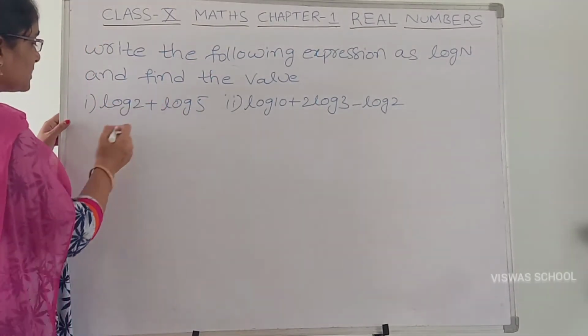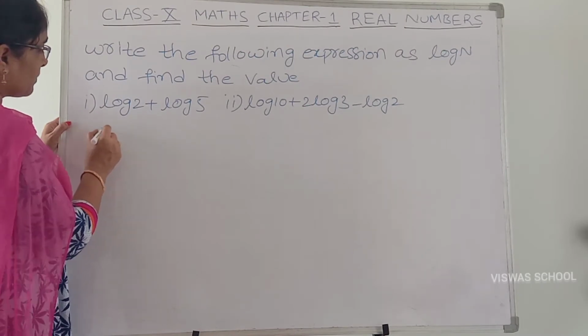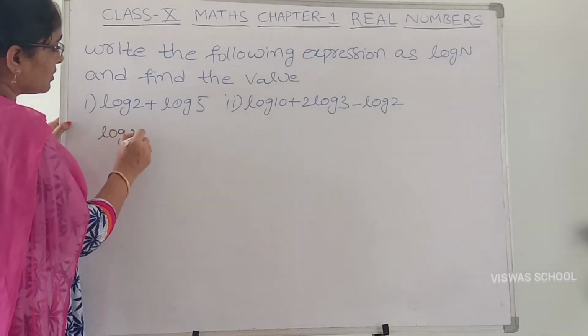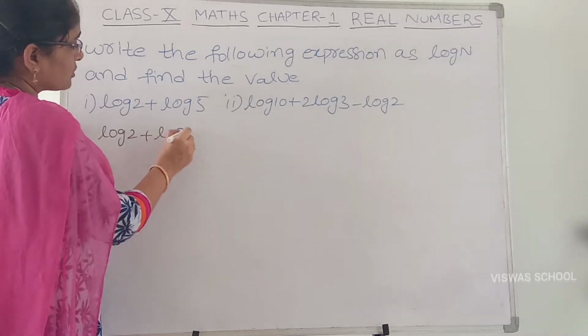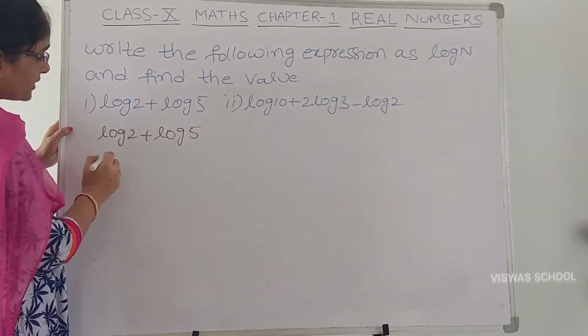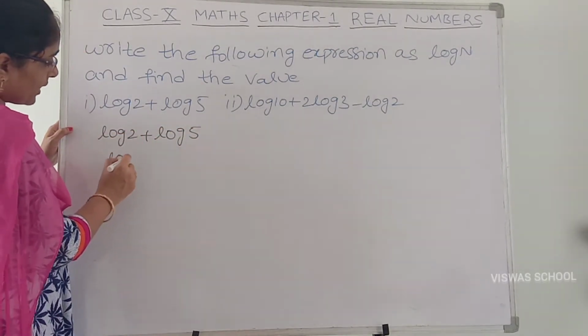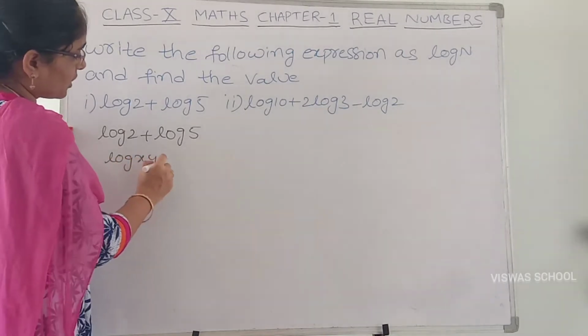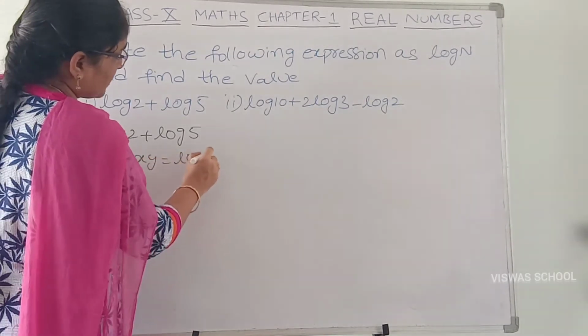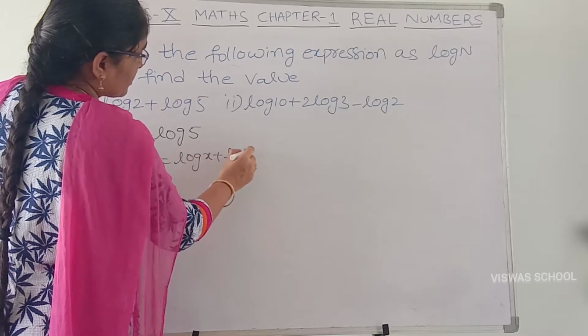In this, the first one is log 2 plus log 5. Already we know that log xy is equal to what? Log x plus log y.